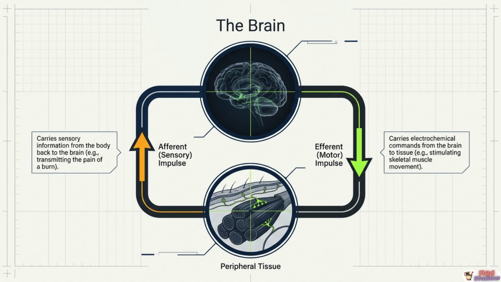Second, we have the efferent, or motor, pathway. This is the command sequence. Efferent neurons carry electrochemical instructions from the central nervous system outwards to the peripheral tissues, such as stimulating a skeletal muscle to contract so you can pull your hand away from that hot stove. Bridging the gap between these two are association neurons, or interneurons, which act as the central processing hubs, entirely confined within the central nervous system, making the complex decisions between sensation and action.